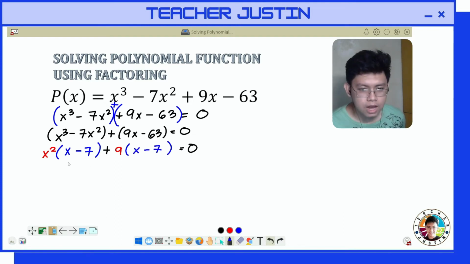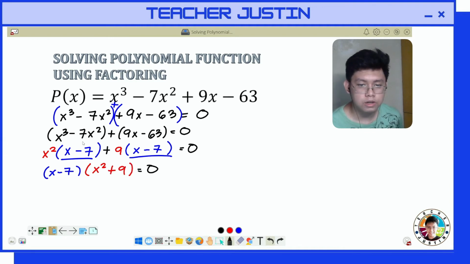Observing our polynomial, we have a common factor, which is x minus 7. So let's factor out x minus 7, and then divide each term by x minus 7, giving us x squared plus 9. After we factor our polynomial, we will equate each factor to 0.